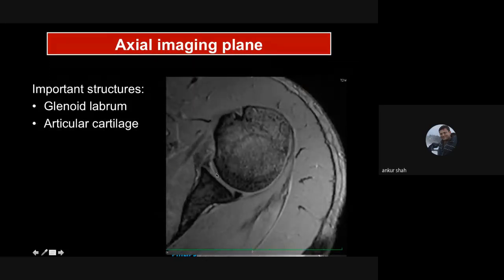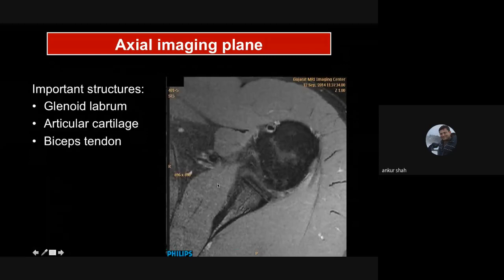Then articular cartilage, just like knee, again you can see the articular cartilage of the shoulder joint. Though shoulder is less prone for degeneration, still in elderly patients, many of the times you will see loss of articular cartilage, osteophytes, and subchondral bone marrow edema or cystic changes, which suggest osteoarthritis.